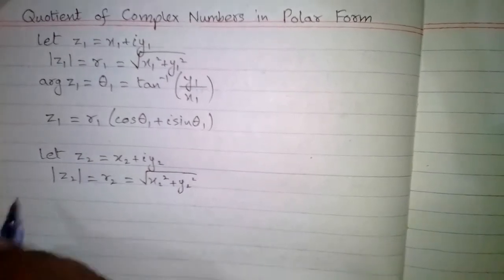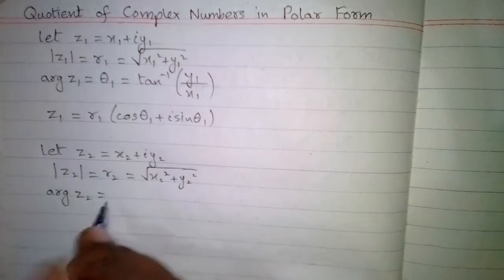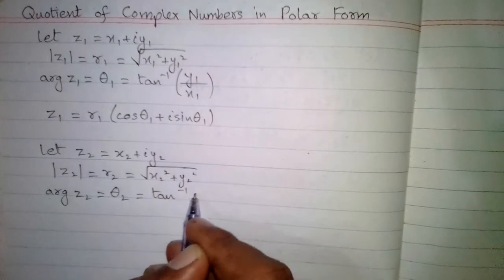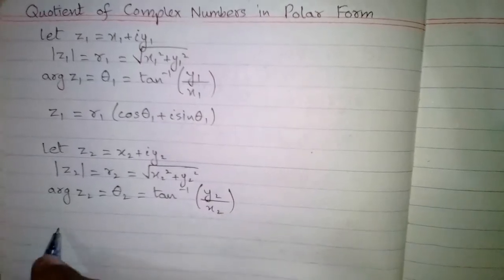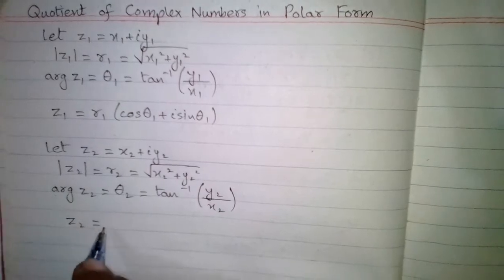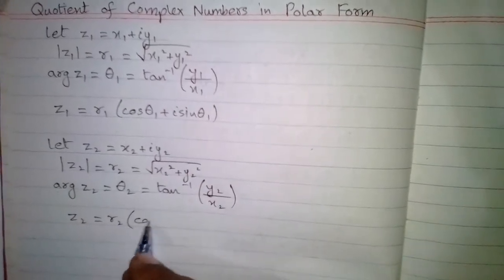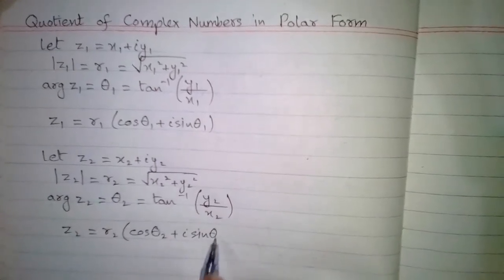and the argument of z2 is equal to theta 2, which is equal to tan inverse of y2 upon x2. Now the polar form of z2 is equal to r2 times cos of theta 2 plus iota sin theta 2.